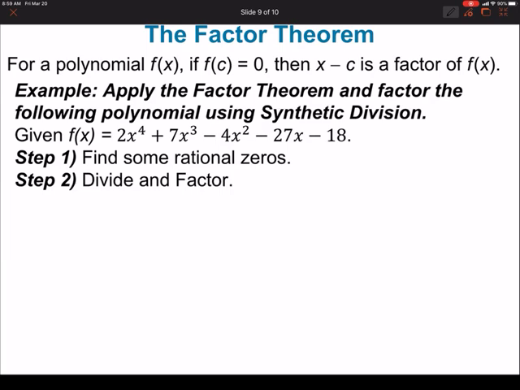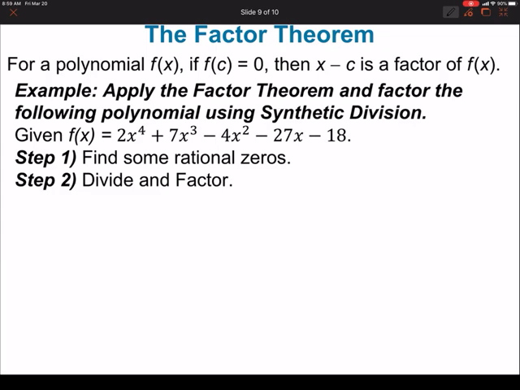So let's look at the factor theorem. For a polynomial f of x, if f of c equals 0, so we evaluate this function f of x with an input of c, then x minus that number c that we plugged in is going to be a factor of f of x. So again, that's the factor theorem. If f of c equals 0, then we found a factor. x minus c will be a factor. All zeros of a polynomial produce your linear factors of x minus that zero, x minus c.